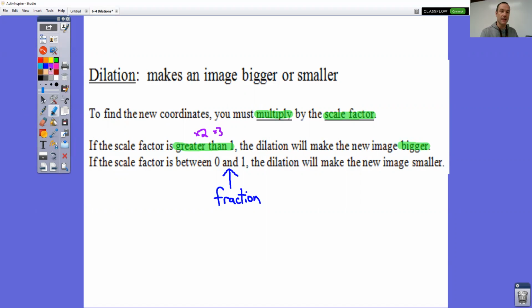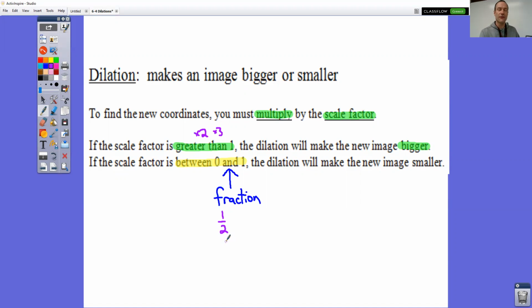Now, on the opposite end of that, how you make an image smaller is that you're going to have a scale factor between 0 and 1. Numbers in between 0 and 1, a lot of times they'll give you as a fraction. Maybe they'll give you the fraction 1/2.